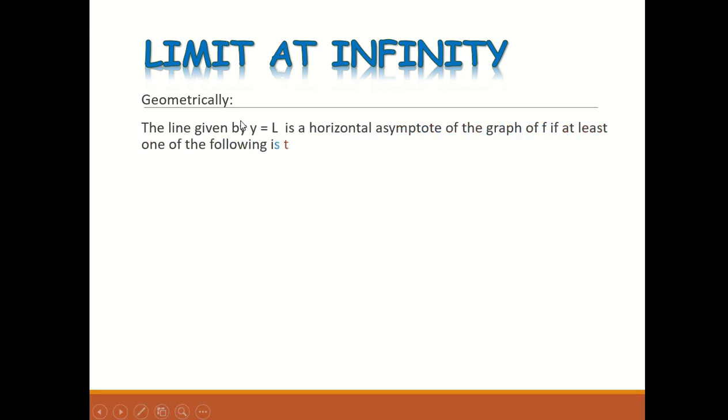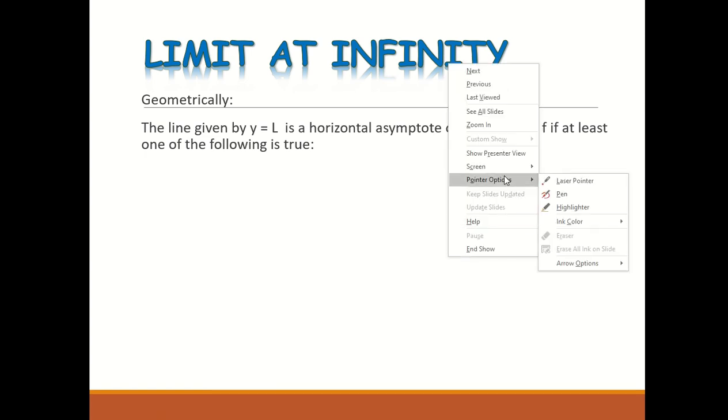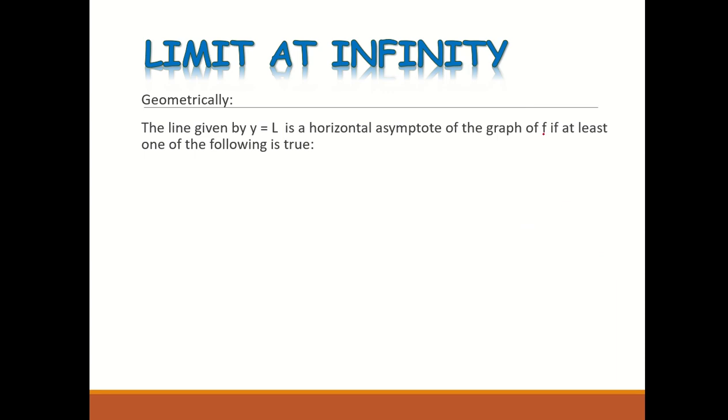All right, so geometrically, when we speak of limit at infinity, the line given by y equal to L is a horizontal asymptote of the graph of the function f if at least one of the following is true. So what is this? The limit of f of x as x approaches positive infinity is equal to L, or the limit of f of x as x approaches negative infinity is equal to L.